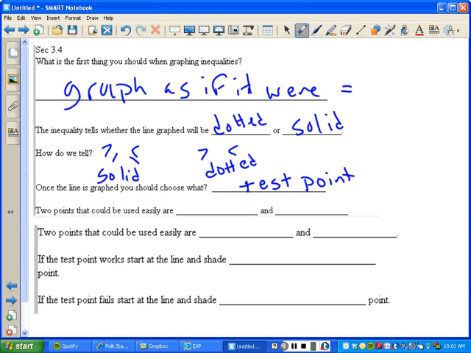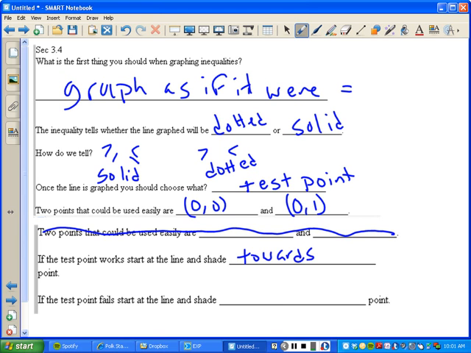Two points that are easily used are 0, 0 and 0, 1. Any points would work, but those are the two I usually choose. If the test point works, start at the line and shade towards the point. And if the test point fails, start at the line and shade away from the point.